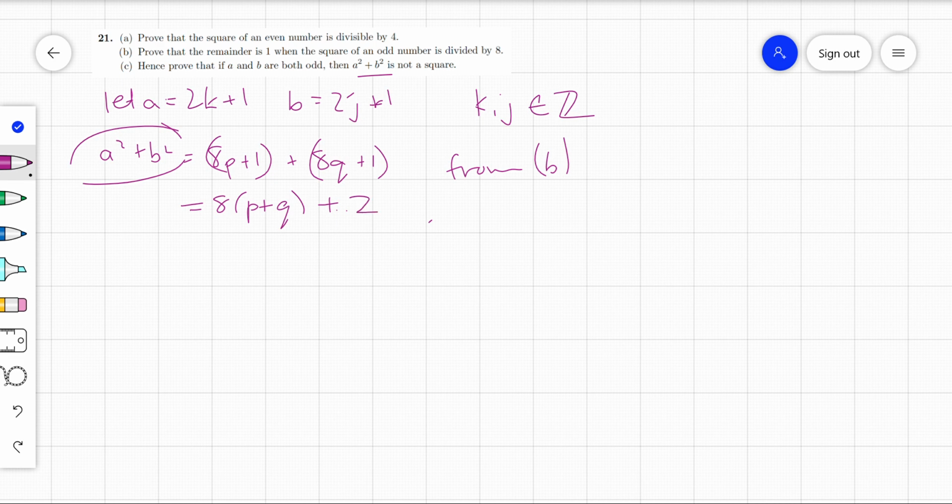So you can see if it was something squared, let's say something totally different, like r squared, since we've already got p and q. So if this was a number squared, r squared, suppose that r was odd, remember when we divided it by 8, we got a remainder of 1. So here we're getting a remainder of 2. So from B, it can't be an odd squared, right?